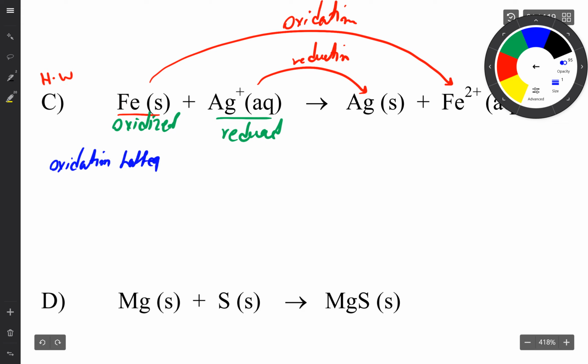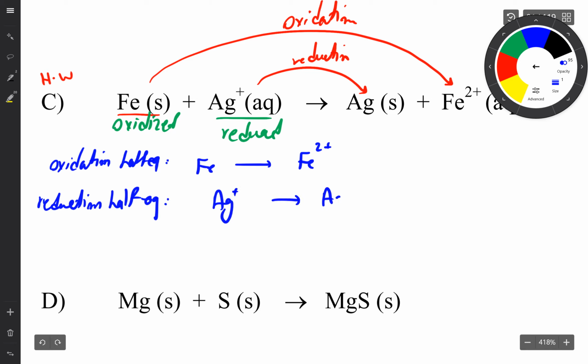In the oxidation half equation, we have Fe and it's converted to Fe2+. And for the reduction half equation, Ag+ is converted to Ag. So let's balance each of these half equations.